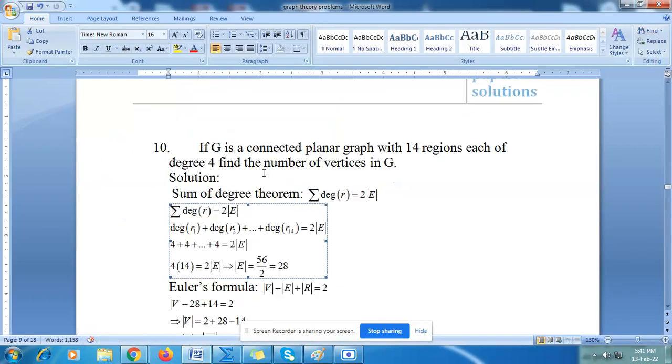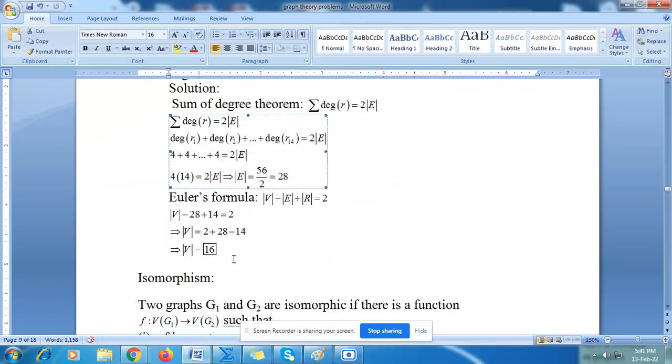Now it is given that the graph is planar. So by Euler's formula, the number of vertices minus the number of edges plus the number of regions is equal to 2. Substituting the above values: number of vertices minus 28 plus 14 is equal to 2. By simplification, we get the number of vertices is equal to 16. So that ends the problem.